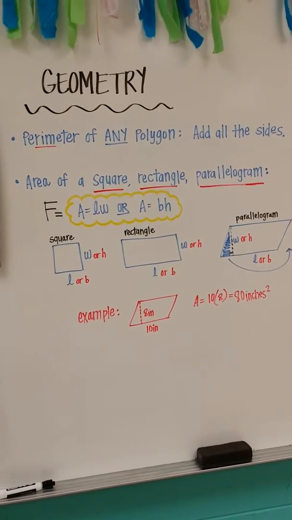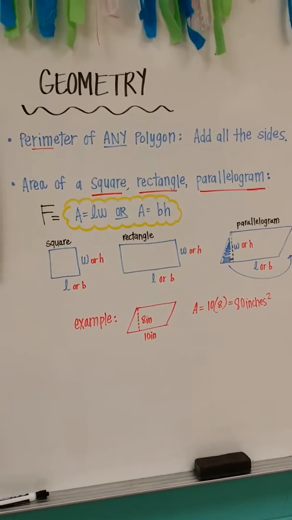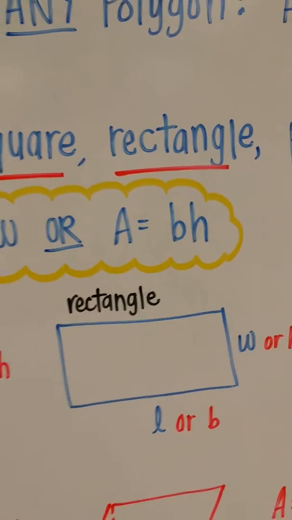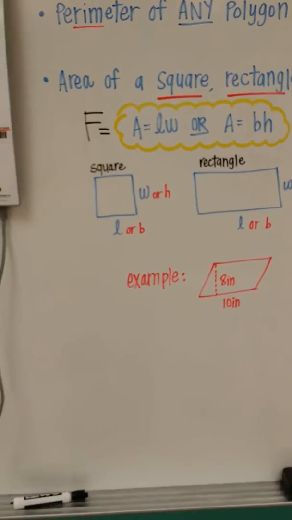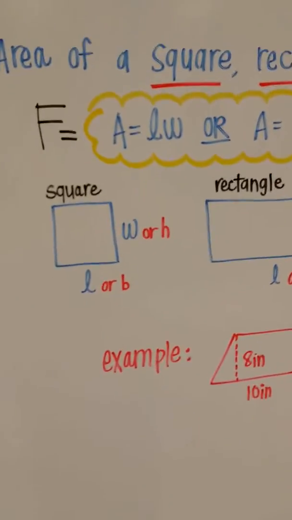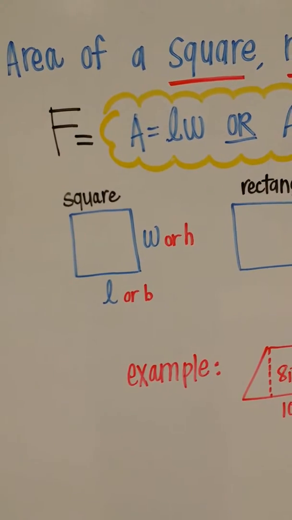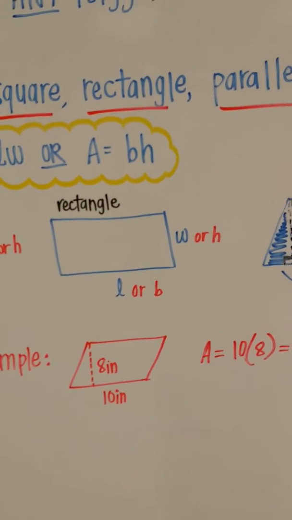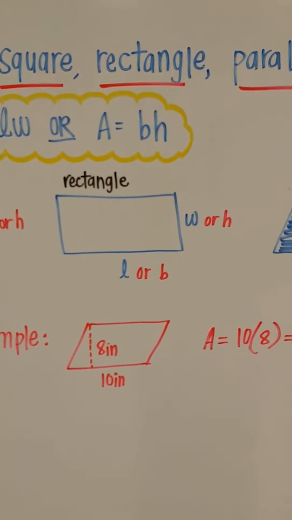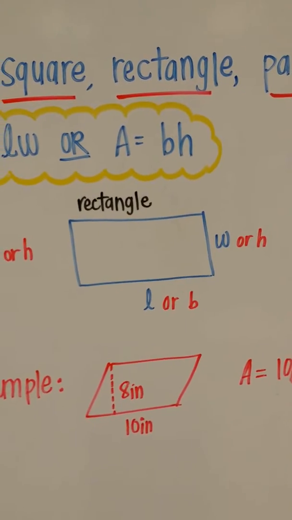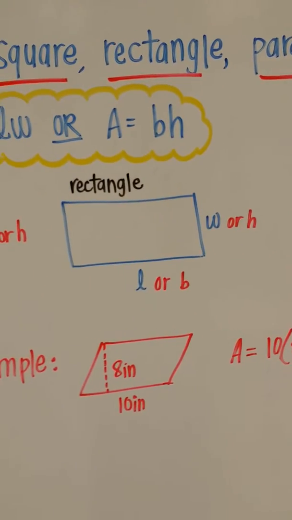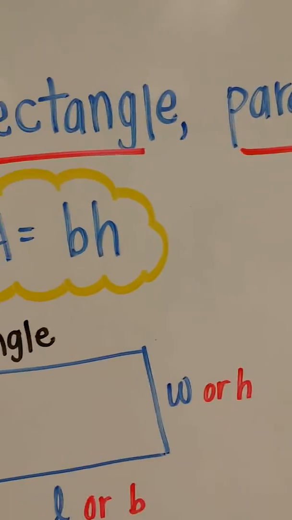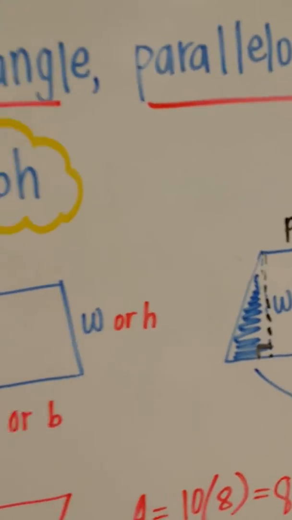To find the area of a square, rectangle, or parallelogram, the formula you're going to use is length times width or base times height. Either way you want to say it. A square has 4 equal sides, so it doesn't really matter which one's the length or the width or the base or the height. Same thing with the rectangle, except a rectangle has 2 sets of equal sides. The top and the bottom are equal, the left and the right are equal. The length, to me, is always going to be the long way at the bottom. Base is also known as the bottom, and the width or the height is going to be on the side.